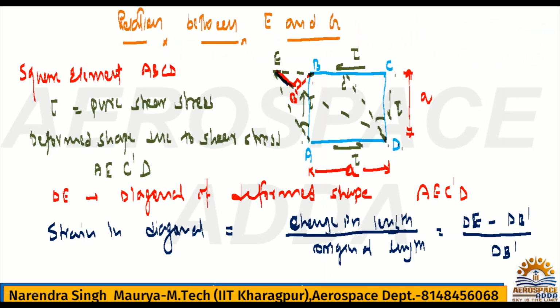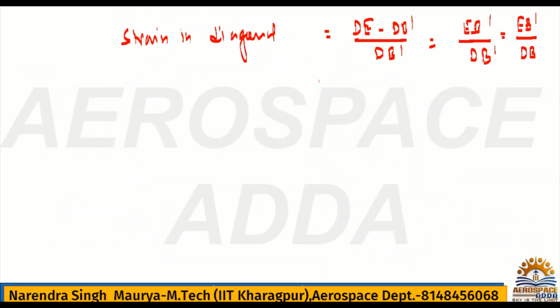When the body is not deformed, then what will be the diagonal? Diagonal will be DB only. So DB dash and DB, you can say it is almost the same. All right. So you can write in this way. This is number one. Now if you check here, this is the simple trigonometric relation.